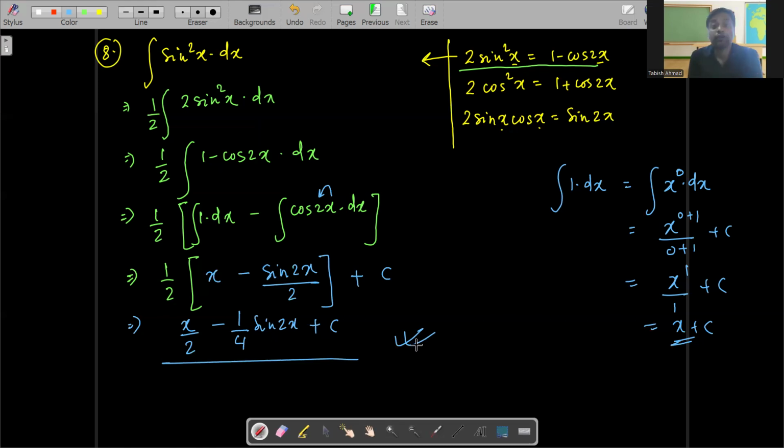Got it? So you see, in this way we have to do integrations, and the trigonometric ratios will be used here in integration a lot. So don't forget the integration formulas and the trigonometrical formulas, the identities, the equations. Always remember them, never forget, because without them you cannot solve.